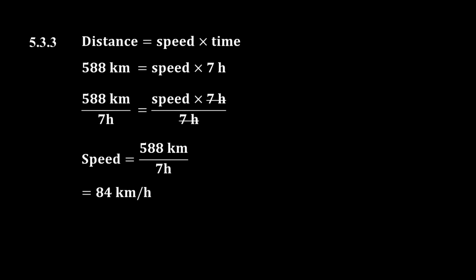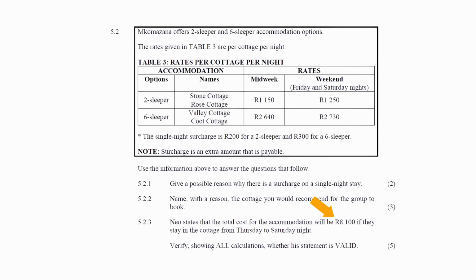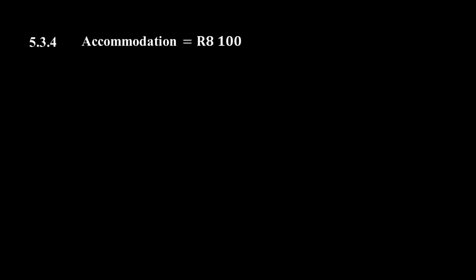In question 5.3.4, it is stated that the accommodation, petrol and tollgate fees for the round trip to Mkomazana will be shared equally amongst all group members. You have to calculate the total cost per person. You may use R21.40 as the fuel price per litre. We know that from question 5.3, the total accommodation cost was verified to be R8,100.